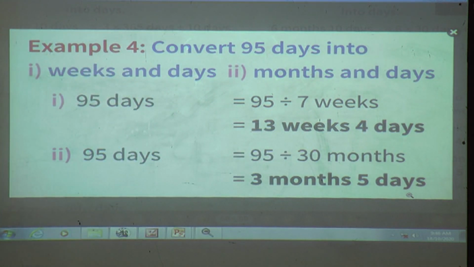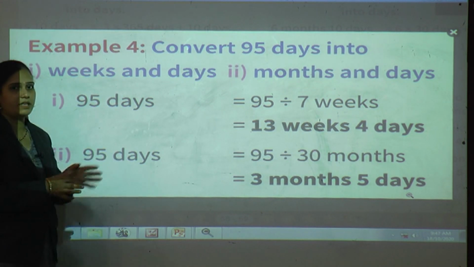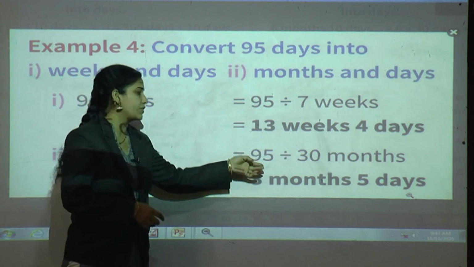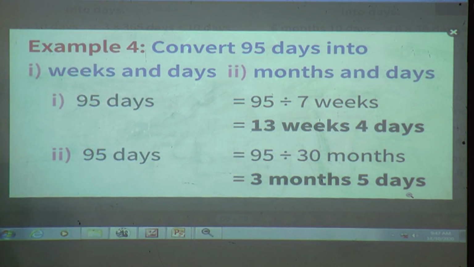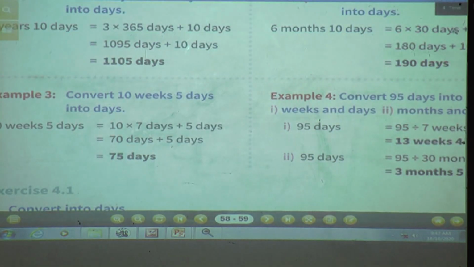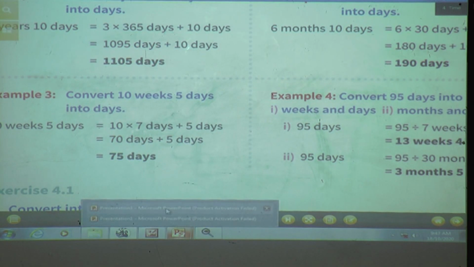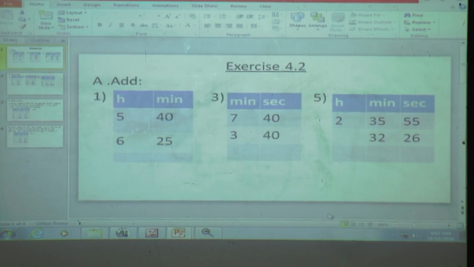Okay. 95 days is equal to, now you know that in 1 month there are 30 days. So that's why first of all divide 95 by 30. You will get the answer 3 months 5 days. So students, in this way we are going to solve the exercise 4.1 by using these formulas, using these conversions.